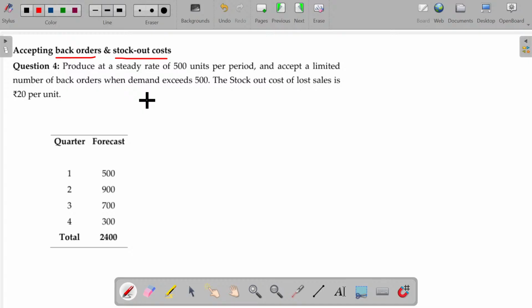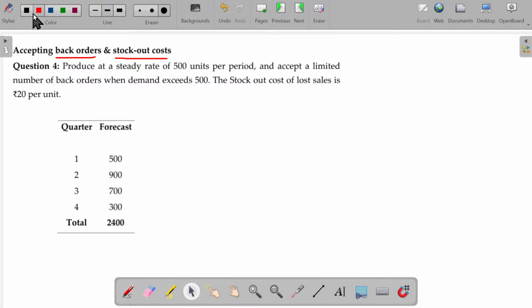But all the customers will not accept. Some customers may refuse to accept the delayed one. So we may stop supplying to the customers who are not accepting our delayed supply. So back orders along with the stock out also, to some extent we can accept.